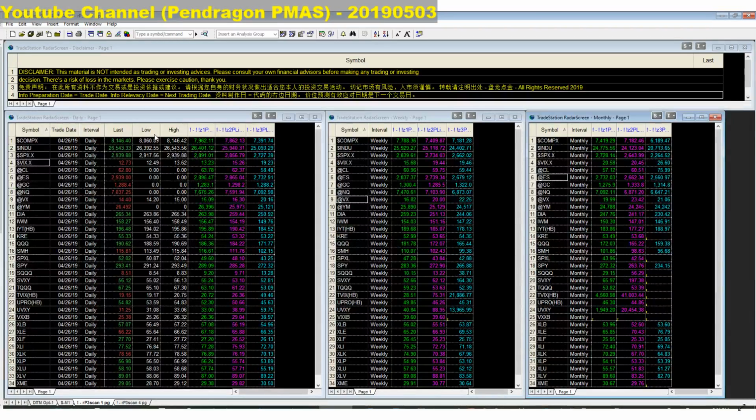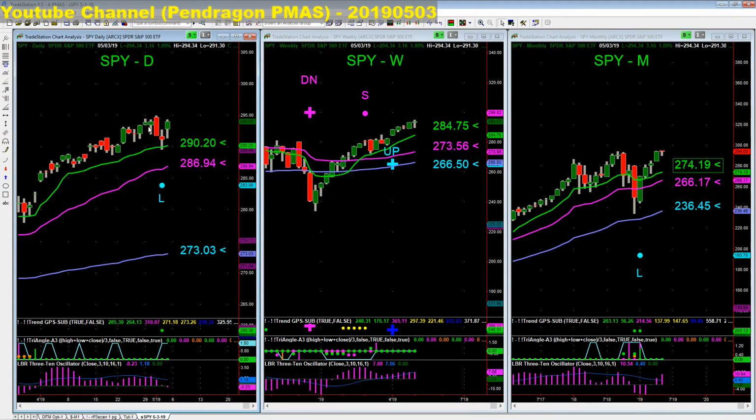The low was the low for that interval. So this is the low for that day. This is the daily chart we're looking at. High is for the high. And obviously there are three numbers we explained already. The green number corresponds with the green numbers right here.